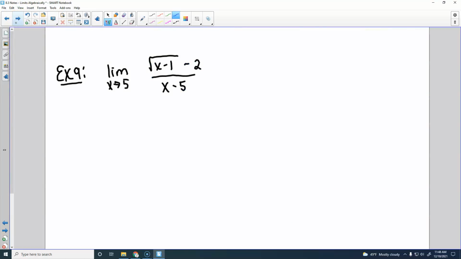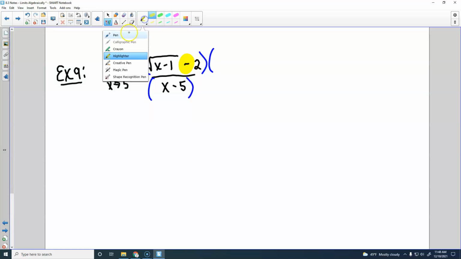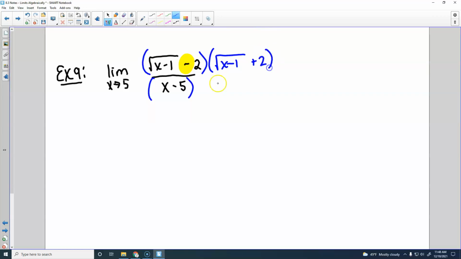All right, 9 is a little bit more complicated, but it's still the same idea. We've got the limit as x approaches 5 of the square root of x minus 1 minus 2 over x minus 5. So, again, it's this numerator we actually have to rationalize. You are only changing this sign right here. The stuff under the square root, you do not change its sign. So we'll do square root of x minus 1 plus 2 on top and bottom.